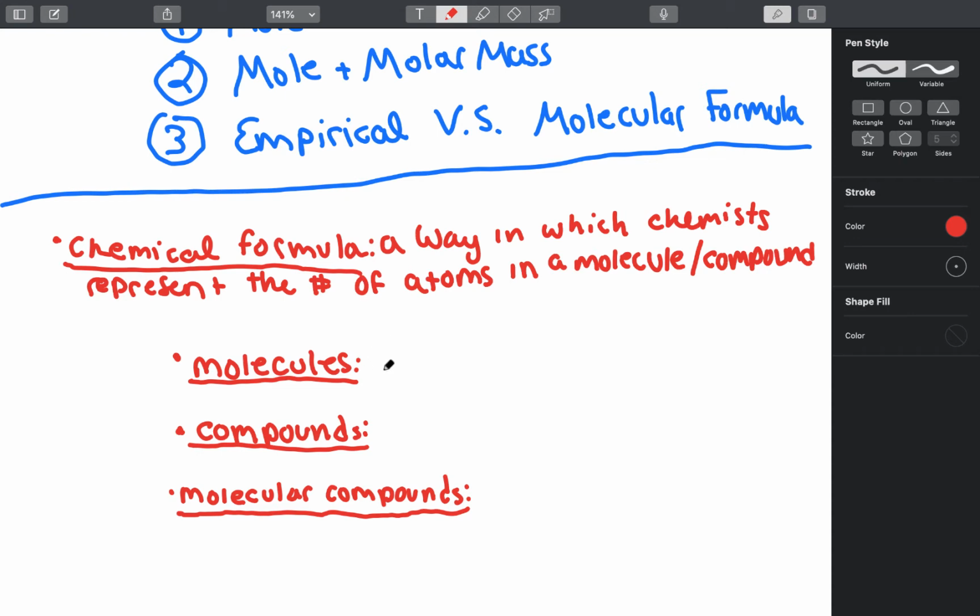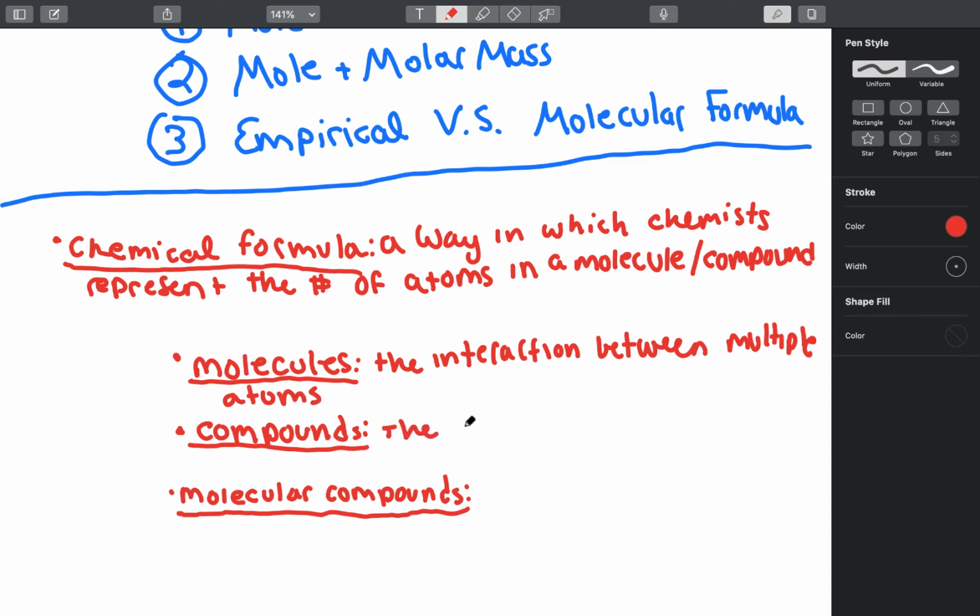So just a quick review, a molecule is the interaction between multiple atoms, and a compound is the interaction between multiple different atoms. So they have to be different from each other in order to be a compound.